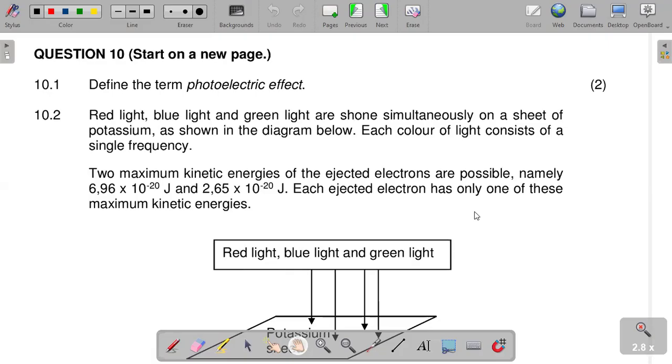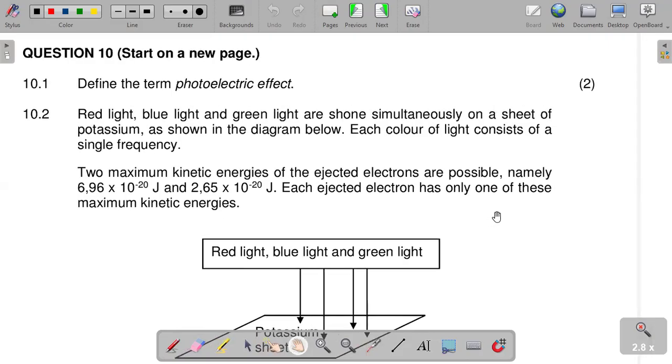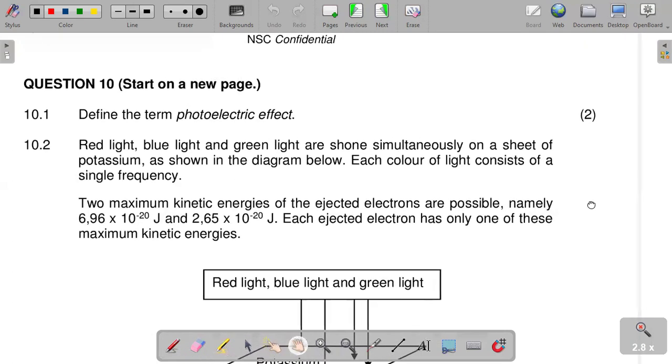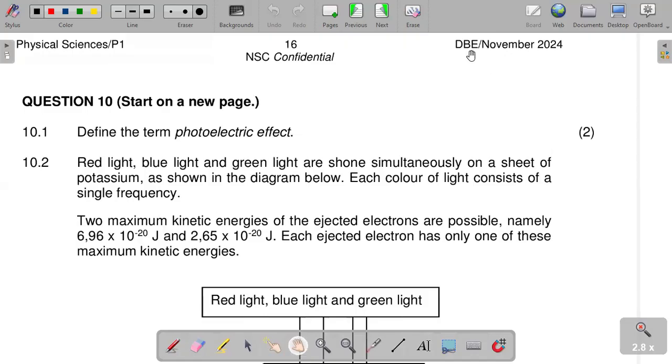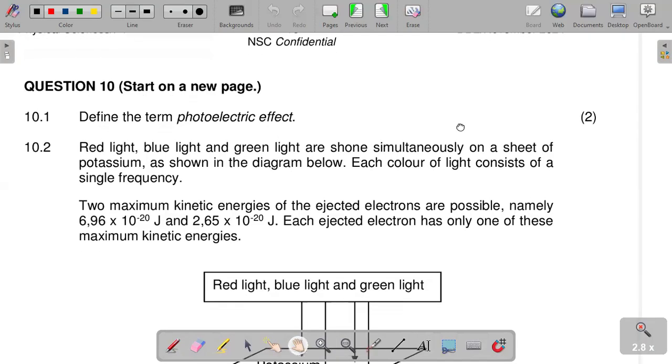So we're going to get into lesson 9. We're still doing photoelectric effect. For lesson 9, we're going to do question 10. This is a final paper, November 2024. So let's get into the question.